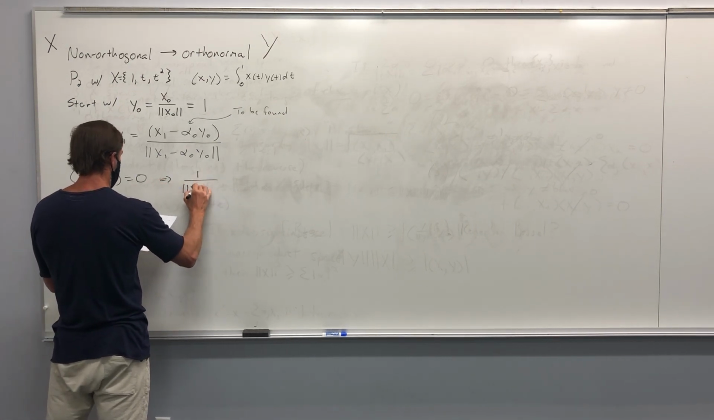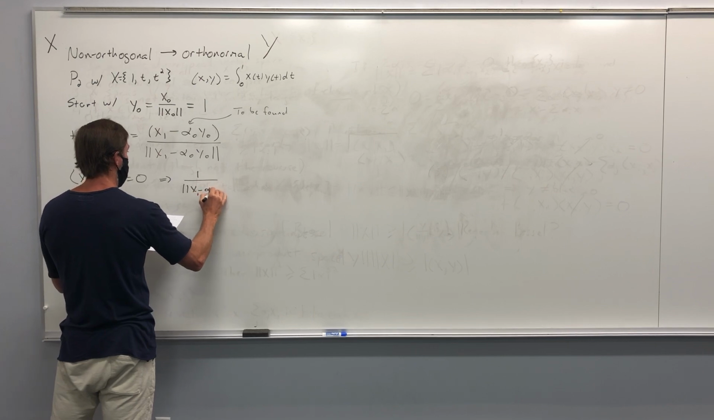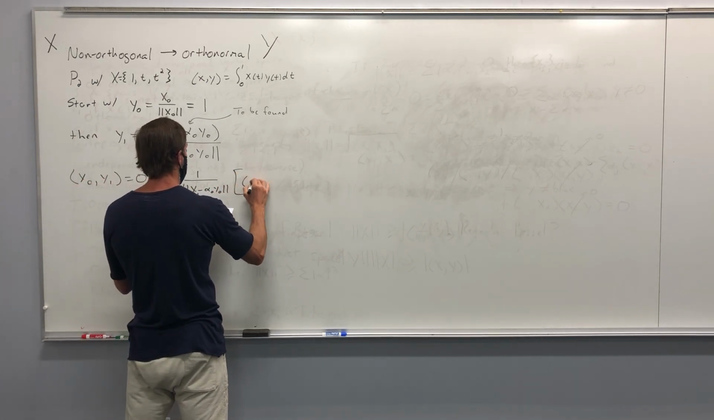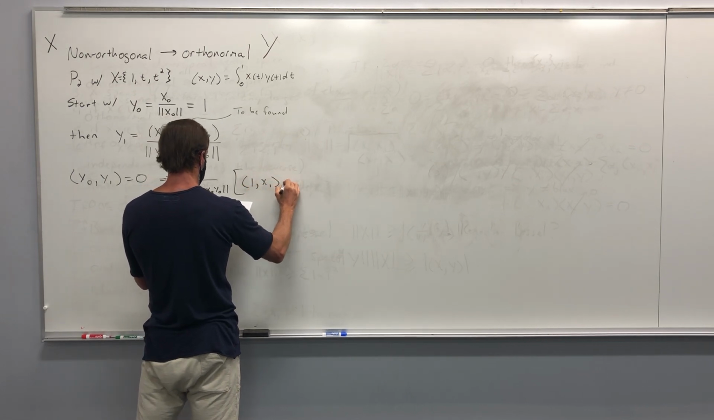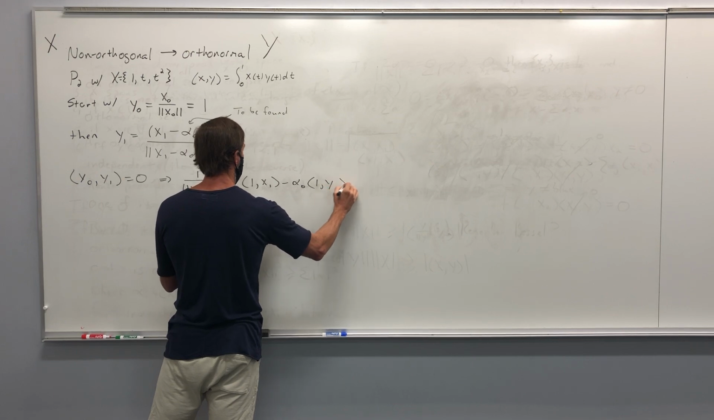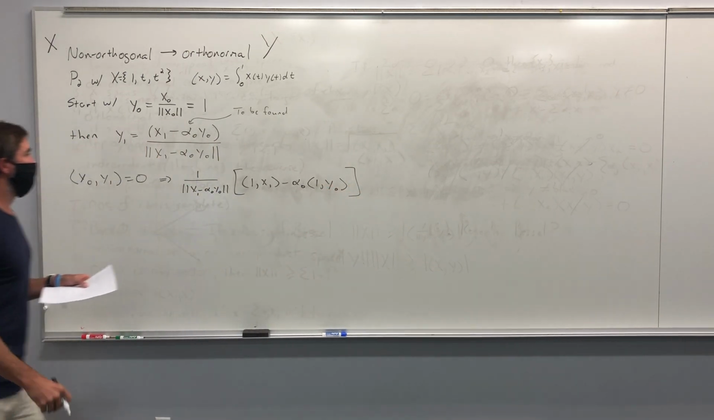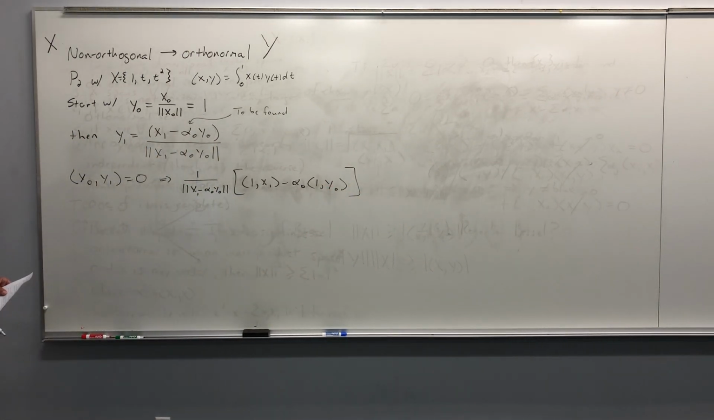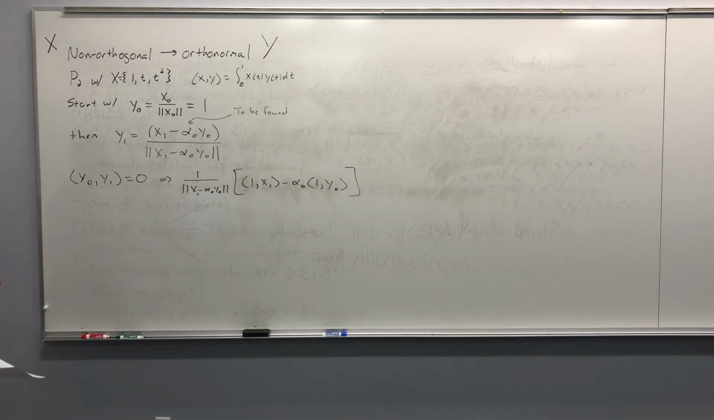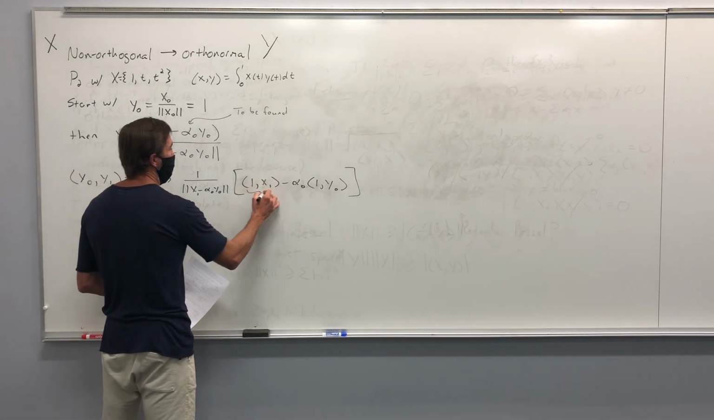1 over the magnitude of x1 minus alpha naught y naught times the following, x1 minus alpha naught y0. Okay? Because remember, y naught is just the number 1. Okay? What is this equal to?